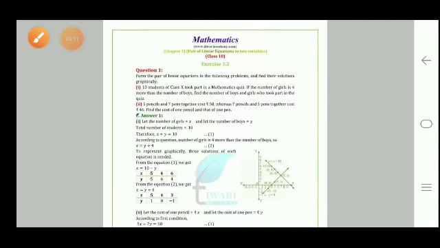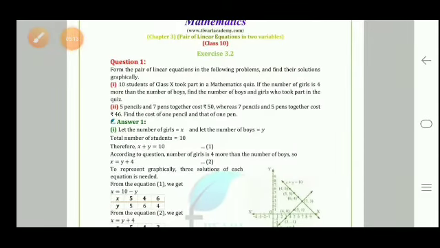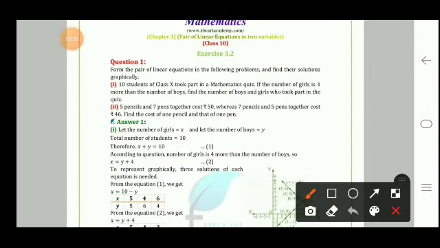Now we have the next exercise, exercise 3.2. Question number 1 of this exercise is: from the pair of linear equations in the following problems, find their solutions graphically. So we have to find graphically. 10 students of class 10 took part in a mathematics quiz. If the number of girls is 4 more than the number of boys, find the number of boys and girls who took part in the quiz.